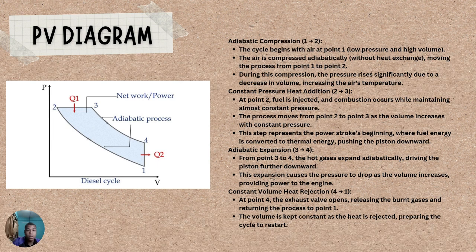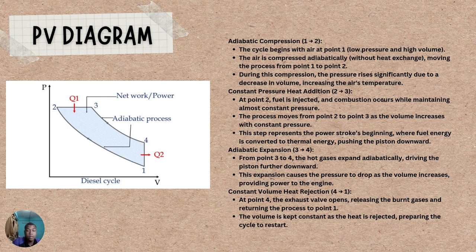In this process, the cycle begins with air at point 1, which is low pressure and high volume. The air is then compressed adiabatically, without heat exchange, moving from point 1 to point 2. During this compression, the pressure rises significantly due to the decrease in volume, increasing the air temperature. That is the explanation from point 1 to point 2.